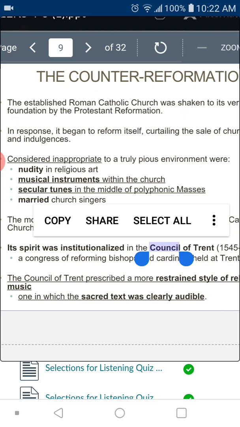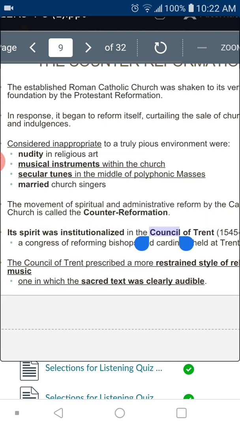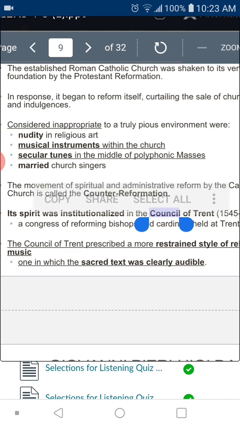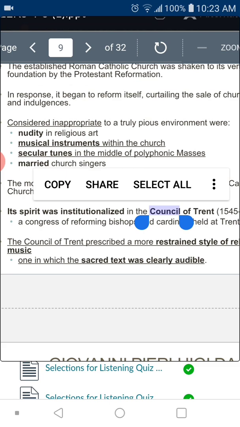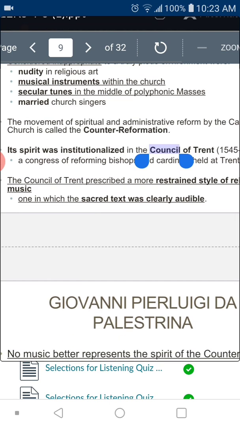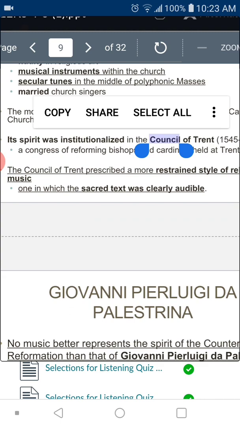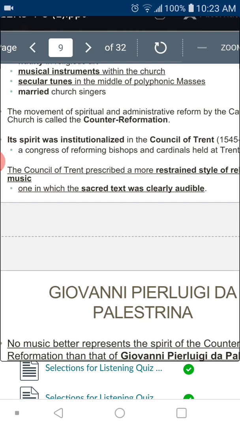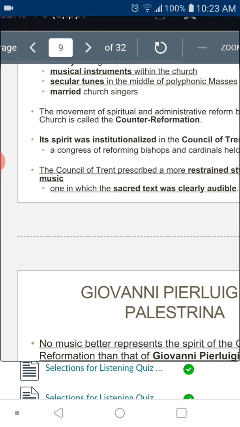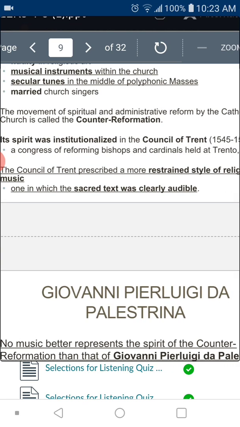One of which was the use of musical instruments in church, no secular tunes in church, so no secular songs in church, no church singers could be married, and no nudity in religious art. There was also another one which was very important, which was the emphasis of clarity in the text of the music, because a lot of composers were writing music that was very difficult to understand and to perceive with the words. So the emphasis now has to be on the words, not just the music.